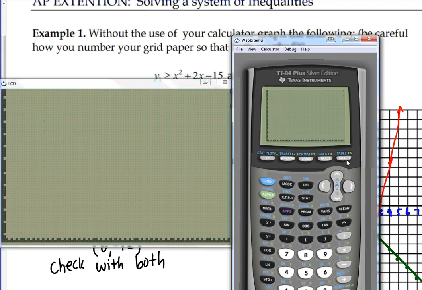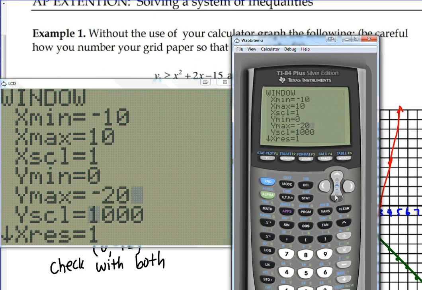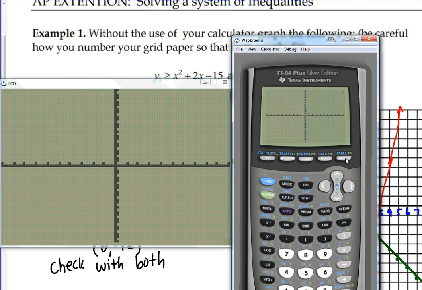Graph that. And we want the overlap of the two. Oh, zoom 6. Window. What are our windows? Our windows were negative 10 to 10. It's big windows, eh? That was a big window. It was negative 20 to 20. Oh, shoot. Thank you. Good thing. I wish you guys were always around to, like, stop me.